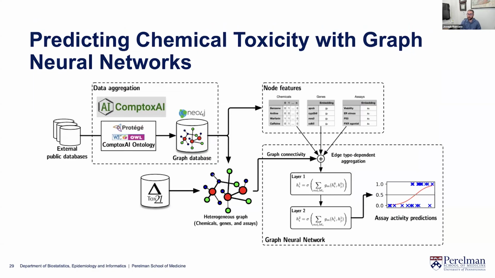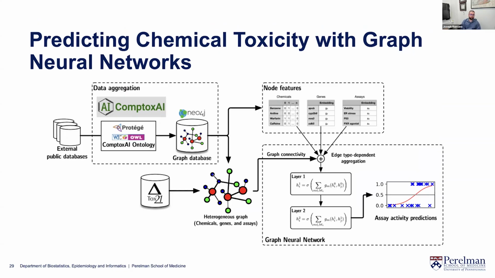So getting into the more AI applications of this, we wanted to see, can we use this ComptoxAI knowledge graph to improve upon this very old technique that is QSAR? QSAR doesn't tend to perform very well. It's only able to make the correct prediction about toxicity like 60 to 70% of the time. So we wanted to see if ComptoxAI could do better.